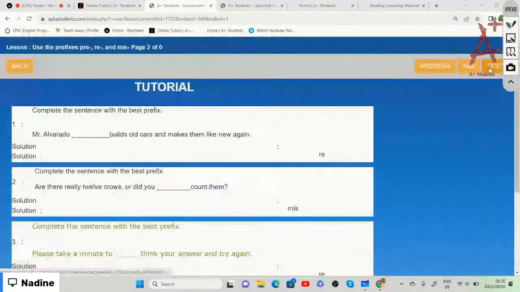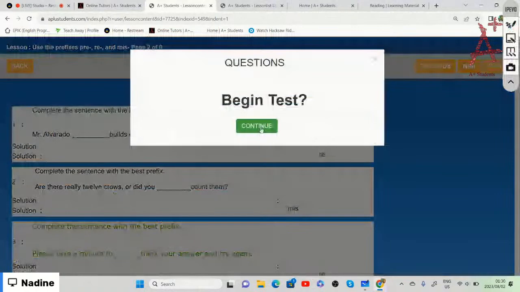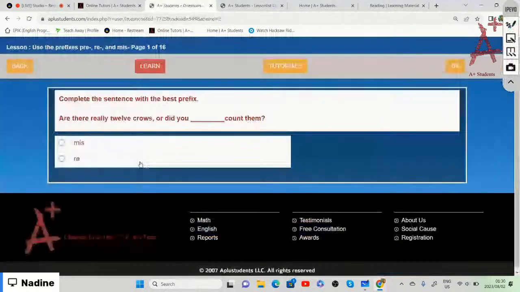All right, so now we're going to our test. It says we need to complete the sentence with the best prefix, right? Are there really 12 crows, or did you count them? Is it did you miscount them or recount them?